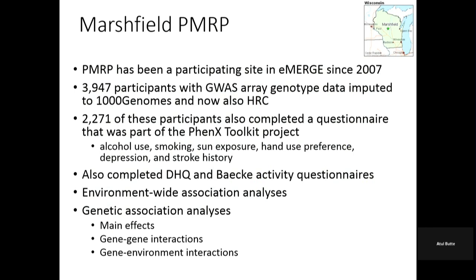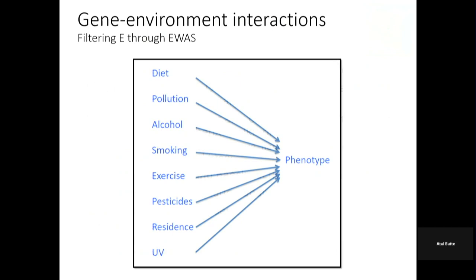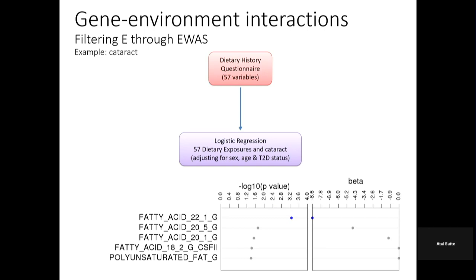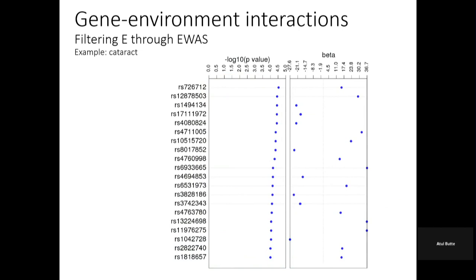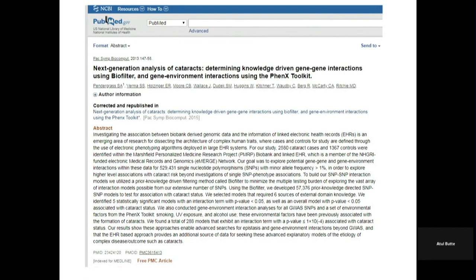Then we went on to do some gene-environment interaction analyses, and we used that EWAS approach to go through the environmental variables to pick which ones to test with the genes. We took our top EWAS findings. For this particular one, cataract, the eye disorder, was the phenotype, and fatty acids were our most significant environmental variable. It's actually a nutritional variable. We then looked for association across the genome with fatty acid and associations with cataract, and we found a lot of variations in the genome where there's a gene-environment interaction between a gene, fatty acid, and cataract. This turned out to be something that's known in the literature. This was not a novel finding, but we were able to publish it anyway. We also had some gene-gene interactions as well.